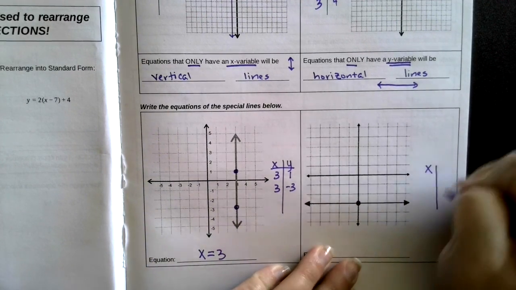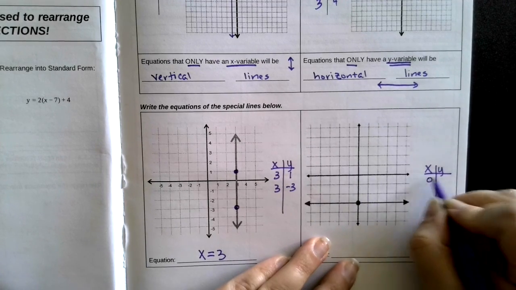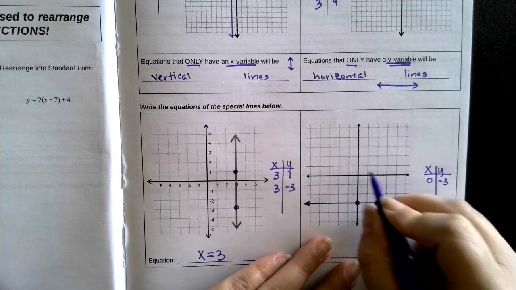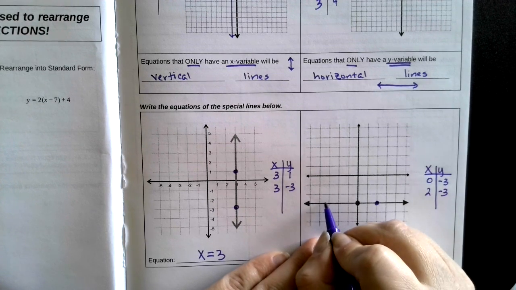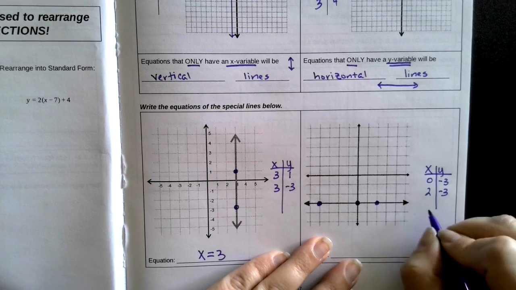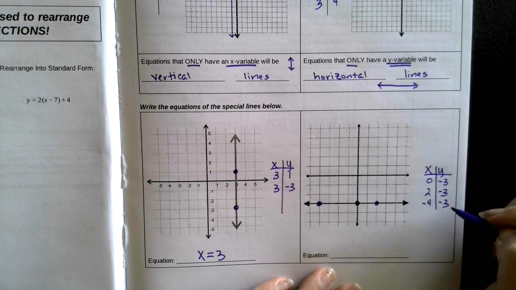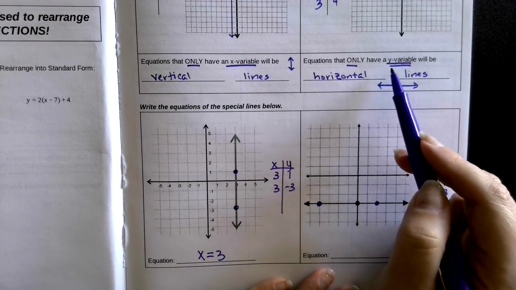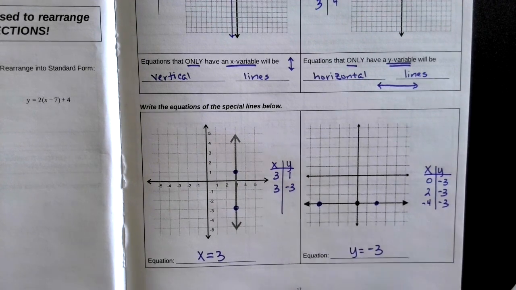Same idea over here. If I start to place some of those values, 1, 2, 3, this would be the point 0, -3. If I were to pick this point, this would be the point 2, -3. I could pick this point over here. This would be 1, 2, 3, -4, -3. We can see that all of these have a y value of -3. This is a horizontal line, so I'm going to have a y variable in my equation. It's going to be y equals -3.